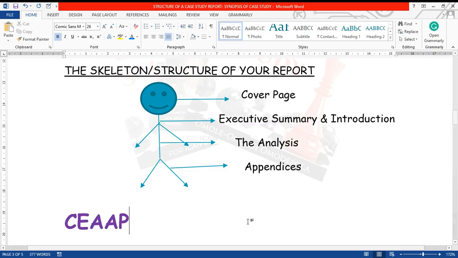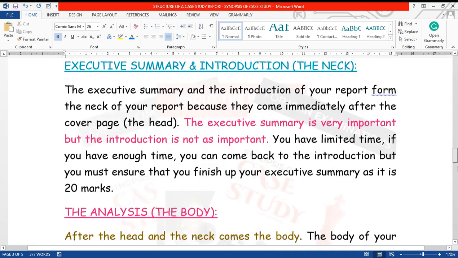After the cover page, which is the head, you move down to the executive summary and introduction, which constitute the neck, then the body, which is the analysis. That is the financial statement analysis, financial data analysis, strategic analysis, and any other analysis that you are asked to do. This is where you do it, in the body of your report. And then you have your appendices, which constitute the feet, the leg. That is the last section of your report. If you can have all these sections in your report, it's going to give you high marks. You're going to do very, very well.